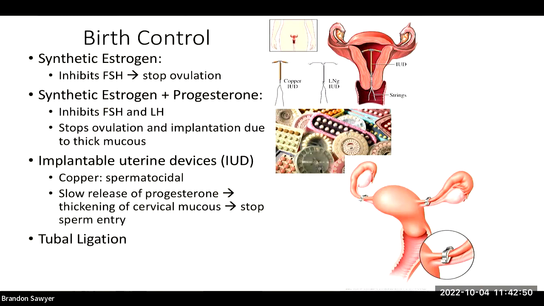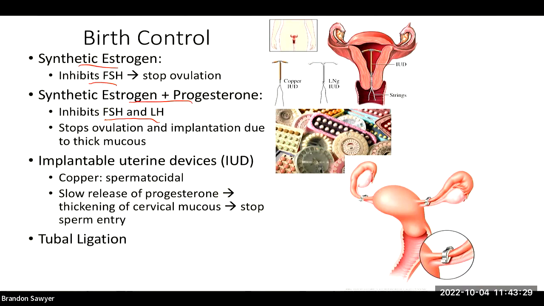So just briefly about birth control. There are different forms. There's synthetic estrogen, and more commonly now estrogen and progesterone combo pills. Synthetic estrogen gives negative feedback to the release of all those hormones up above, so it's going to inhibit FSH, which then doesn't let the follicles grow, so it never gets to ovulation. Estrogen and progesterone is going to really inhibit both FSH and LH.